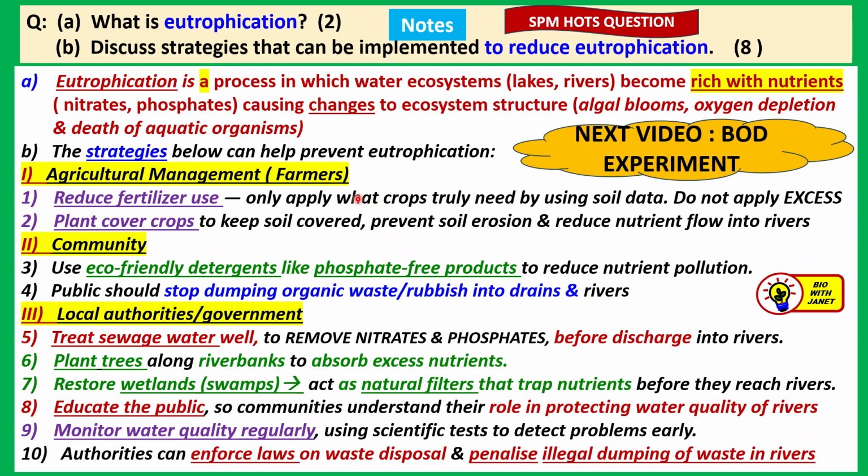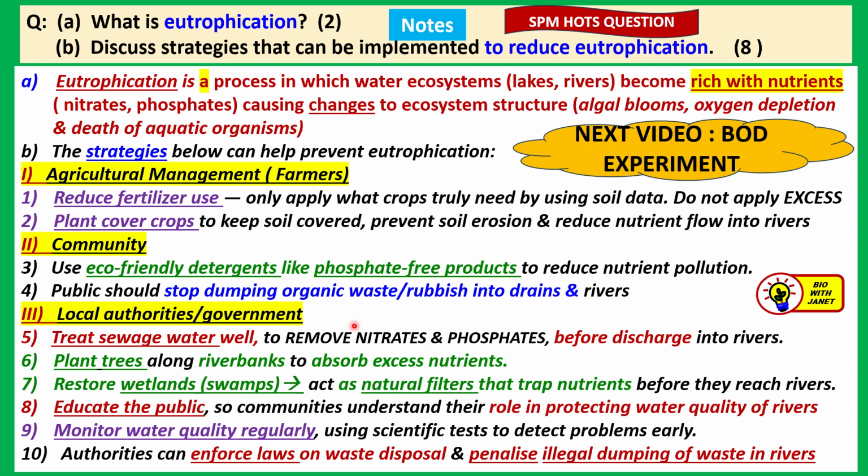What are the strategies used to prevent eutrophication? Firstly, agricultural management by farmers. Farmers should reduce the fertilizer use. Only apply what crops truly need by using soil data. Do not apply excessive fertilizers. Secondly, plant cover crops to keep the soil covered, prevent soil erosion, and reduce nutrient flow into the rivers. For the community, housewives and families should use eco-friendly detergents like phosphate-free detergents to reduce nutrient pollution in rivers. Secondly, the public should stop dumping organic waste or dead organic matter or rubbish into the drains and rivers.